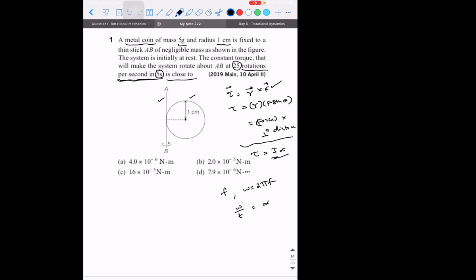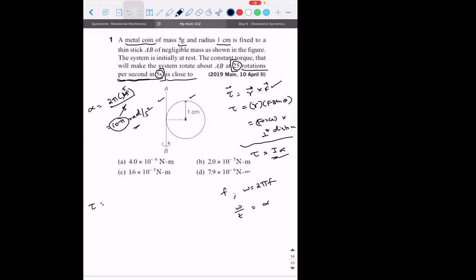This is the point where you need to be careful. 25 rotations per second in 5 seconds. So indirectly alpha is equal to 2 pi into 25 divided by 5. This and this will get cancelled. It will be 10 pi radians per second square. In this question, what is our work? We need to find torque. Torque is equal to I into alpha. So you have alpha.